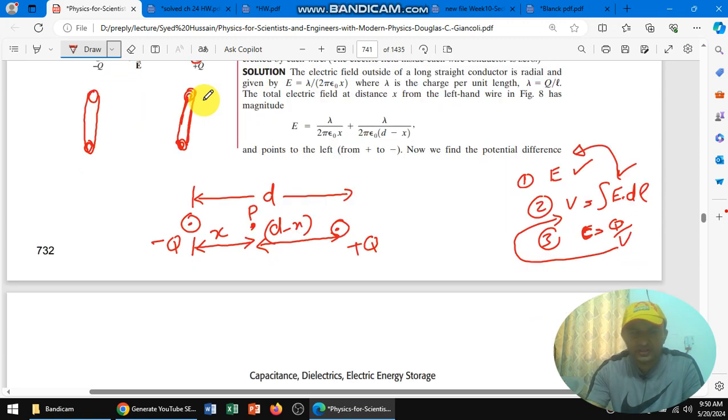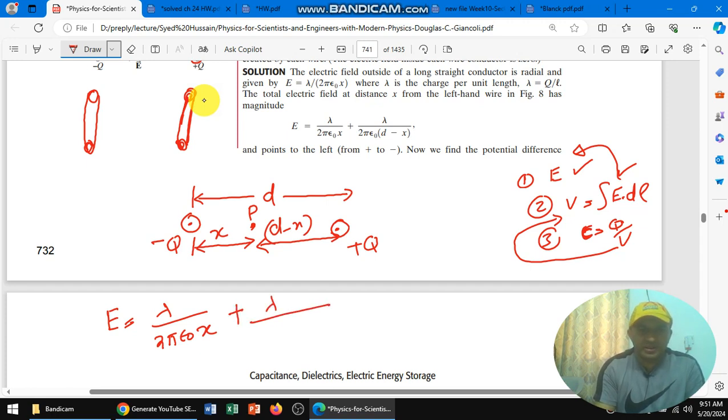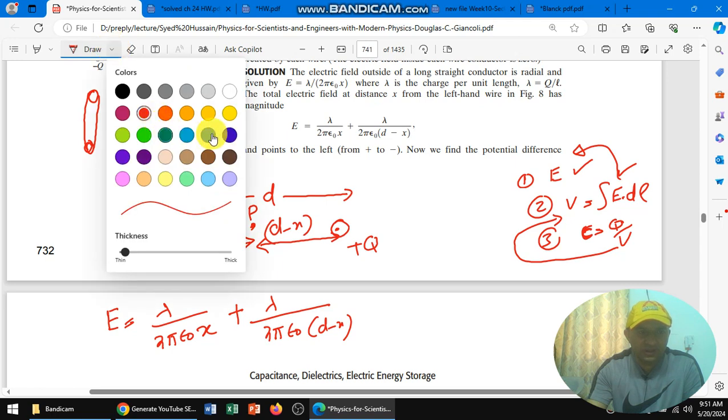For the total intensity, we use our previous result: E is equal to lambda over 2 pi epsilon naught x for the minus Q, plus the field intensity for the plus Q, that is lambda over 2 pi epsilon naught (D minus x). Why do we add these? Because the net intensity at point P is the sum of two intensities.